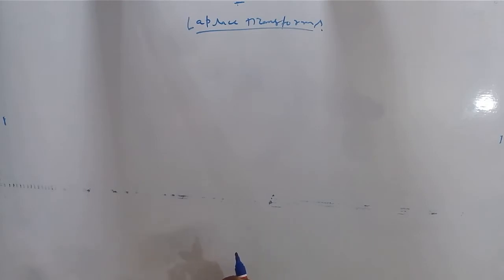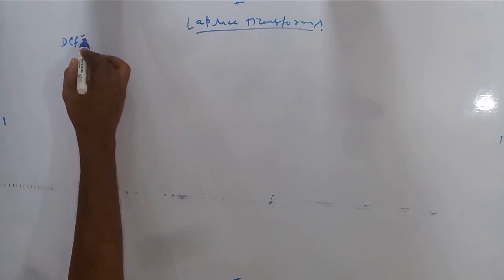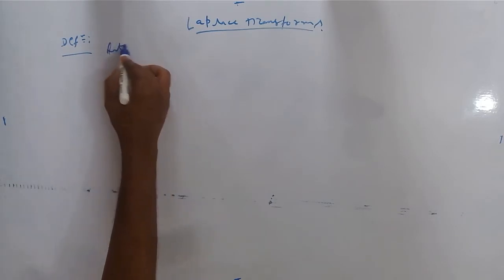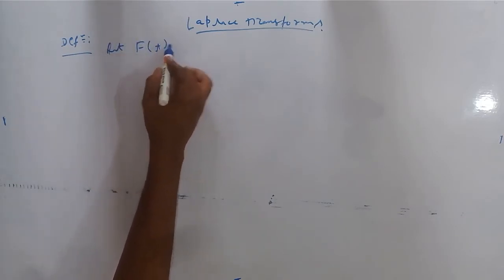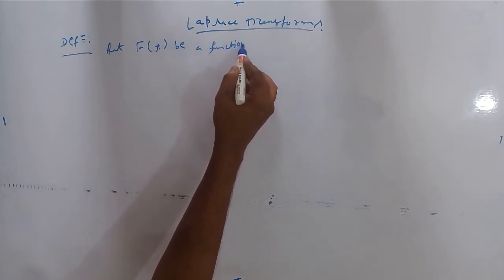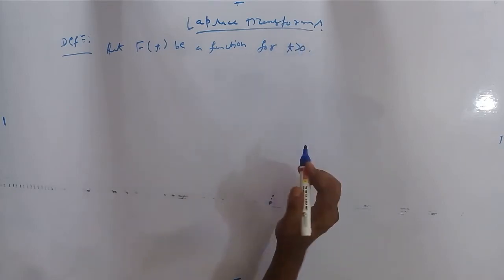This chapter has 3 articles and begins with the definition and contains several theorems and formulas of Laplace transform. So first I will start with the definition of Laplace transform. Definition of Laplace transform. So let f(t) be a function for t greater than 0.